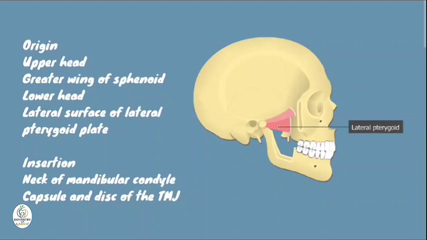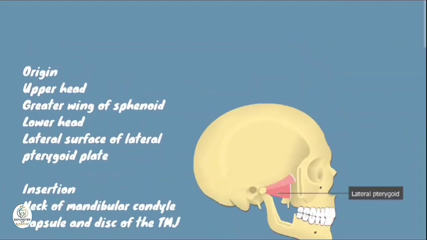And it is inserted into the neck of the mandibular condyle and the capsule and disc of the TMJ. Think about it, this might be associated with your TMJ. Now it is going to insert into your capsule, so any problem here will lead to TMJ disorders.